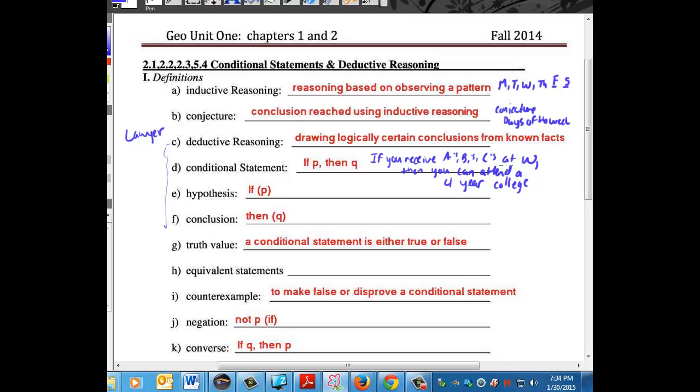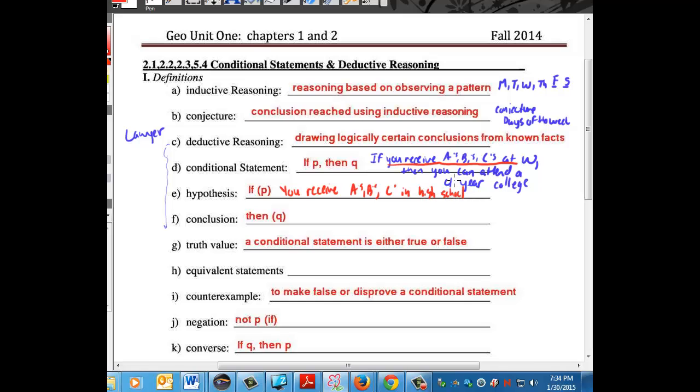But let's dig a little bit deeper here. The term hypothesis is whatever follows your if. So the P in this problem, let's underline our P in red. The P is going to be you receive A's, B's, and C's in high school. So maybe let's write that in.